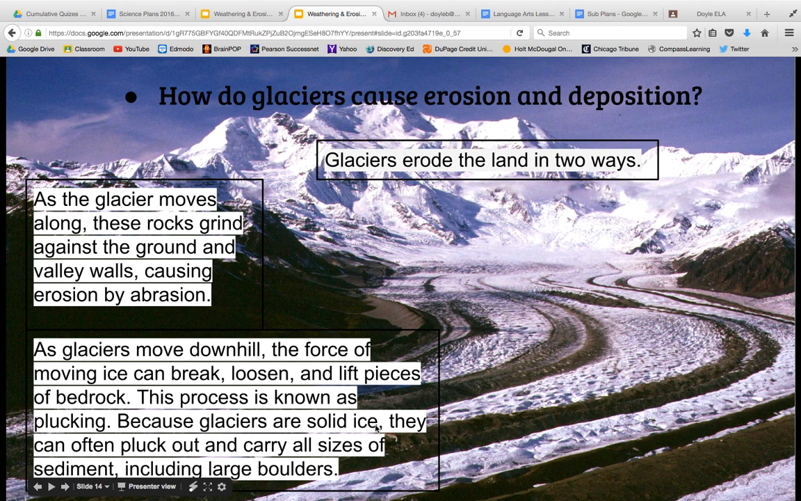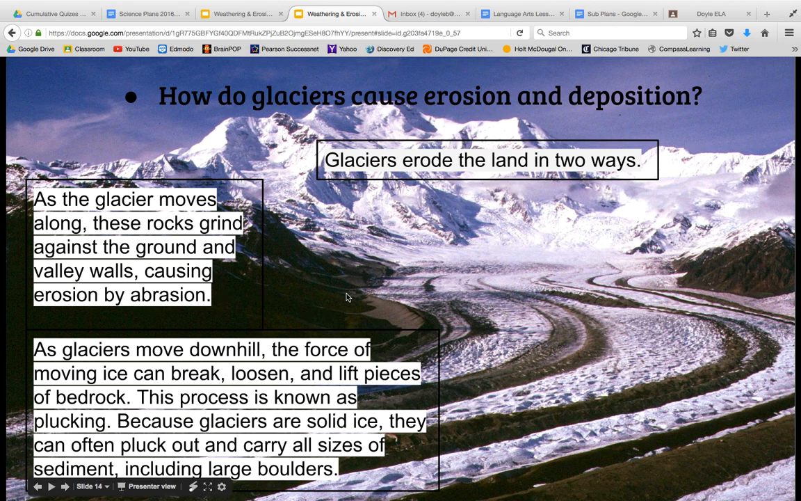Because glaciers are solid ice, they can often pluck out and carry all sizes of sediment, including large boulders. So these huge glaciers are not just picking up little pebbles, they pick up huge boulders. And then when the glacier continues to travel, and maybe even melts, it deposits those boulders somewhere else. Another way that glaciers erode the land is that as glaciers move along, these rocks grind against the ground and valley walls, causing erosion by abrasion.